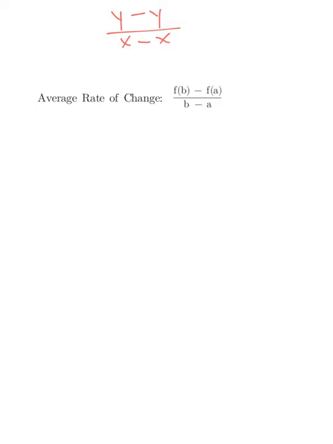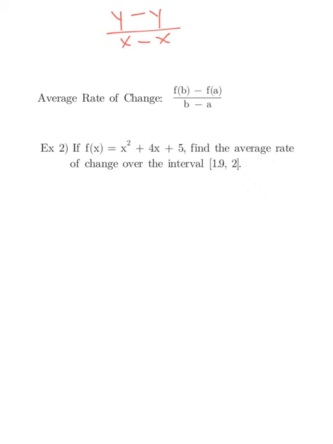Remember what f of b means. If I tell you to find f of 3, that means put 3 into the function for x and find out what the y equals. So this is just another way of writing y minus y over x minus x. In example 2, we are given that f of x is x squared plus 4x plus 5, and we are asked to find the average rate of change over the interval from 1.9 to 2.